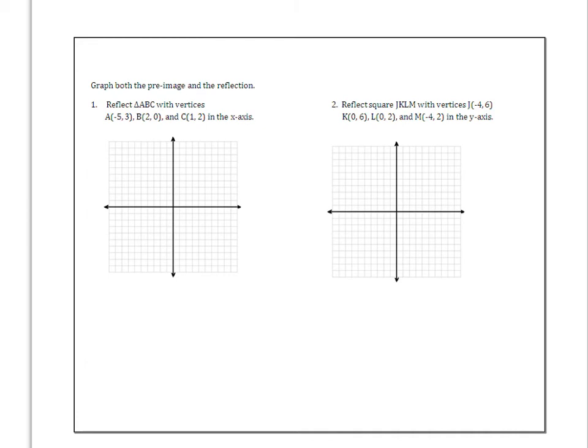So this is what your homework will be like. On each graph, you're going to graph the pre-image and the final image. So in this case, we're going to start by graphing the points for number 1. We're going to graph A, B, and C. So will everybody just pause the video and plot those 3 points, and when you're done plotting them, unpause the video.